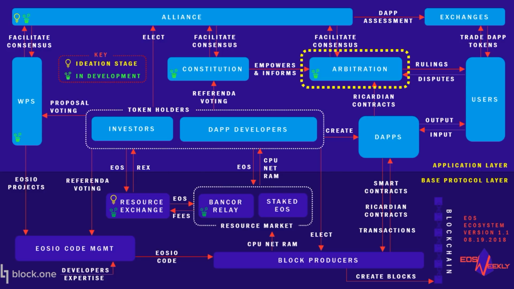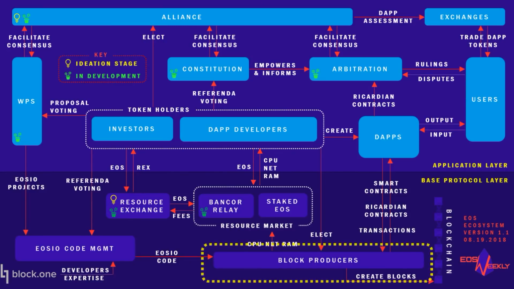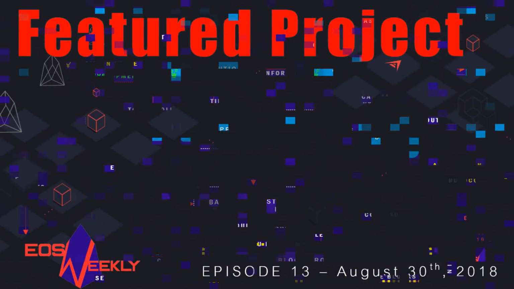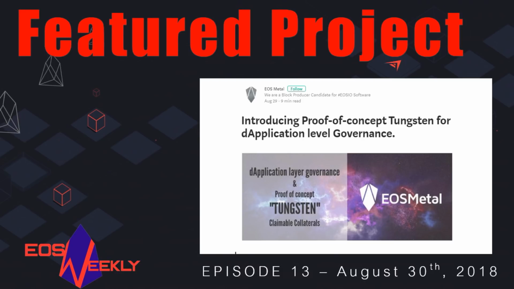Arbitration now has the power to transfer the $100 worth of tokens from driver to rider, and they do all this without the need to ask the block producers to intervene. Do you see the power in this? Bonds could just become the dominant form of arbitration on the EOS blockchain, and that's why we're featuring Project Tungsten by EOS Metal as this week's EOS project of the week.